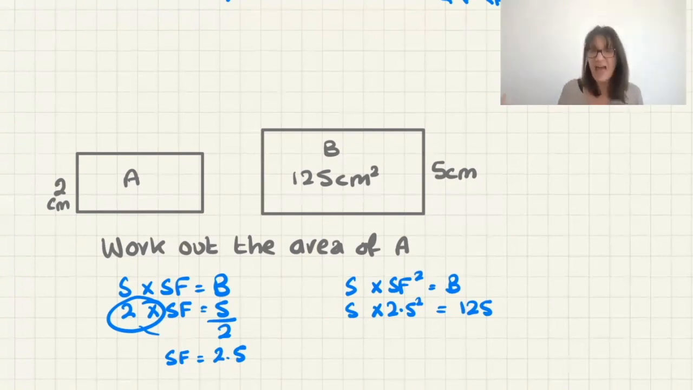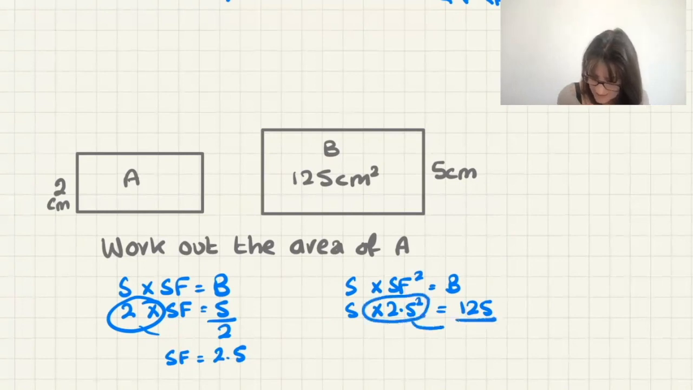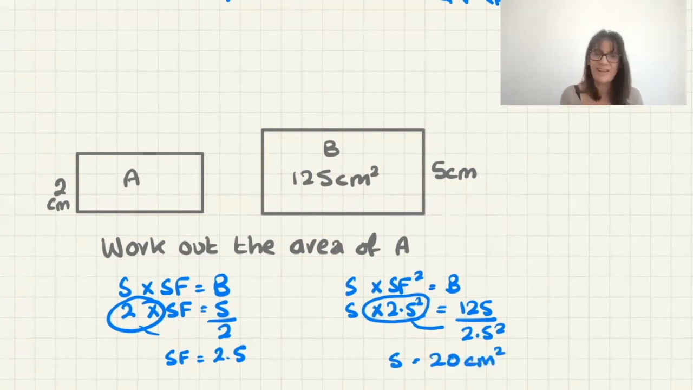So I'm using the S for small, okay? I could be using A and B, okay? It doesn't matter. You do what feels right to you. So now I know that I want to work out what the small is. So get rid of that times, it'll land as a divide on this side. And I've got S equaling 20, and that's 20 centimeters squared, of course. Okay, so hopefully that went well, fingers crossed.